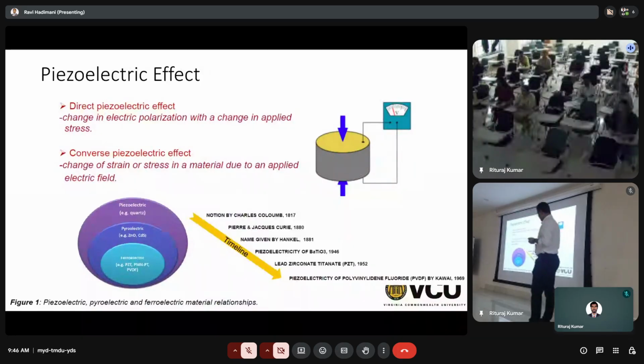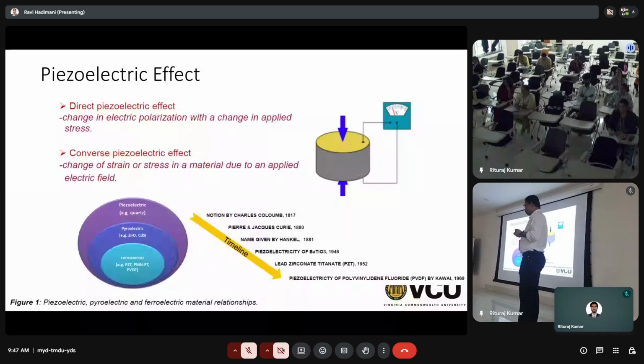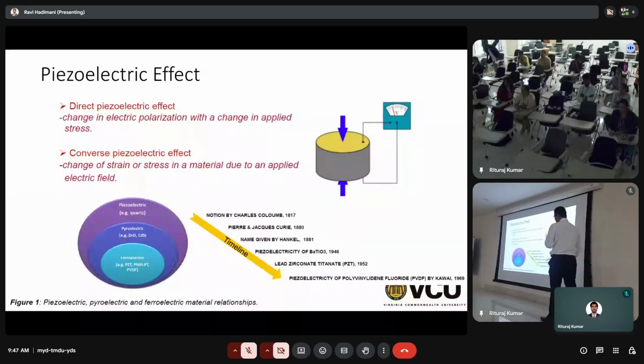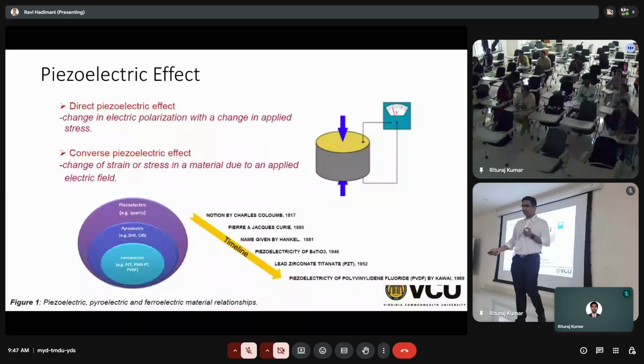And then we have PMN-PT. This is lead magnesium niobate, I think, and the last one is titanate. I'm not sure what the first P is. And then we have PVDF, which is a polymer, polyvinylidene fluoride. Okay, so these three materials are very common. Then there is another version of PVDF called PVDF-TrFE. It's a copolymer that has a better piezoelectric coefficient, meaning its polarization is much higher.